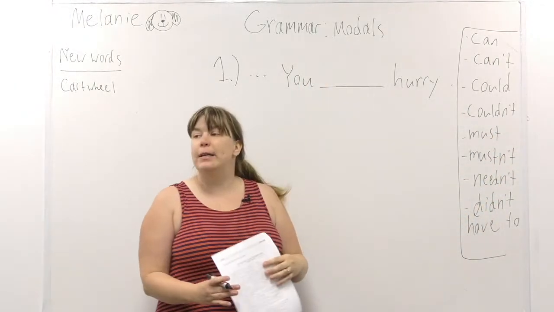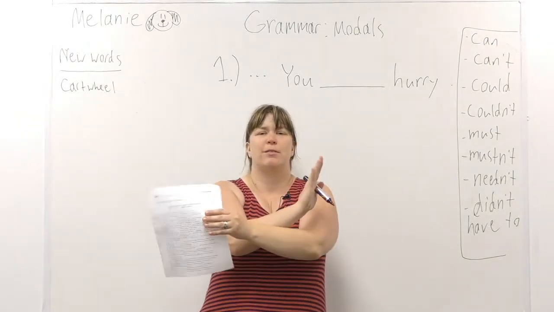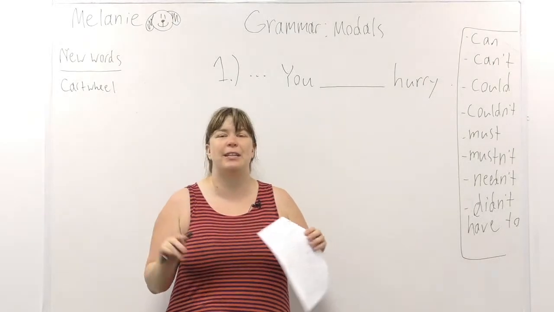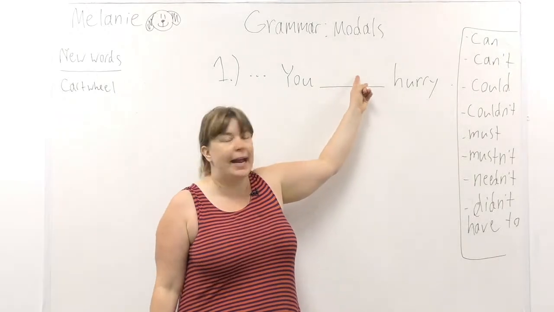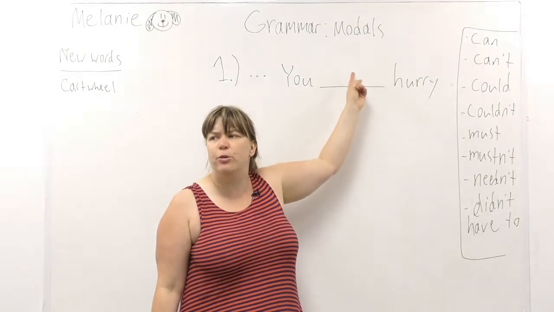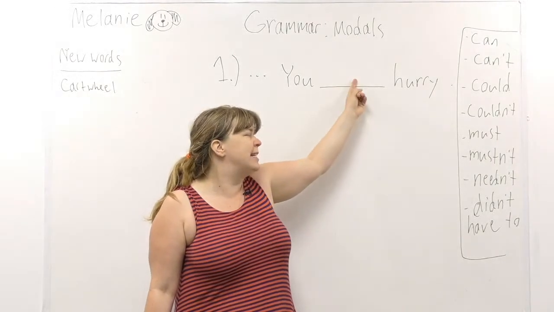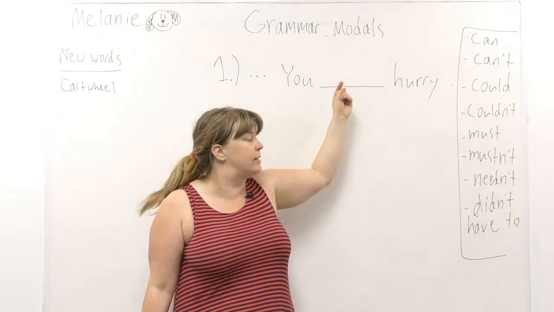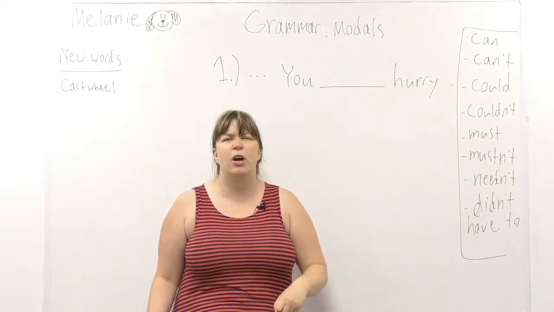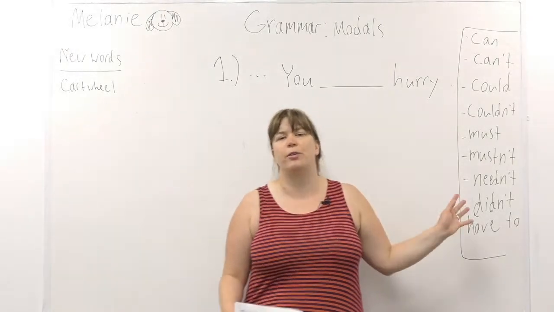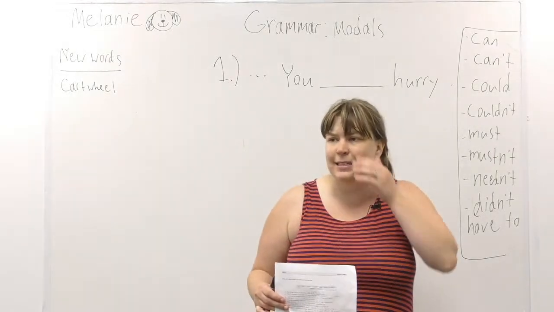So, what do you think we're going to put here? Oh, you got plenty of time. Don't need to hurry. It's okay. You don't have to hurry. So, you can't hurry. You can hurry. You could hurry. You couldn't hurry. You must hurry. You mustn't hurry. You needn't hurry. You didn't hurry or didn't have to. So remember, this is present tense. So we're not going to be using a past tense model. So that's my hint for you there. So go ahead and type in your answer.